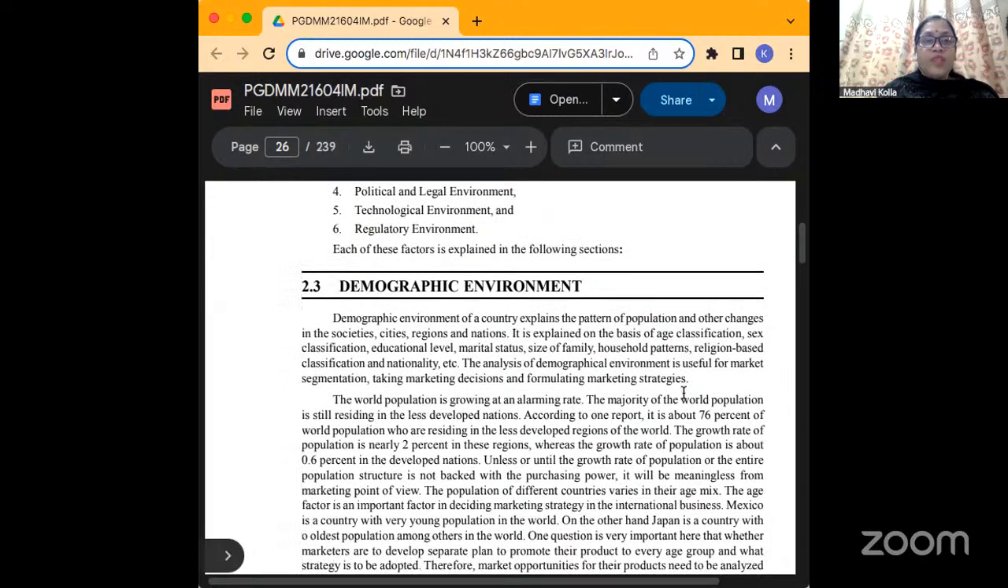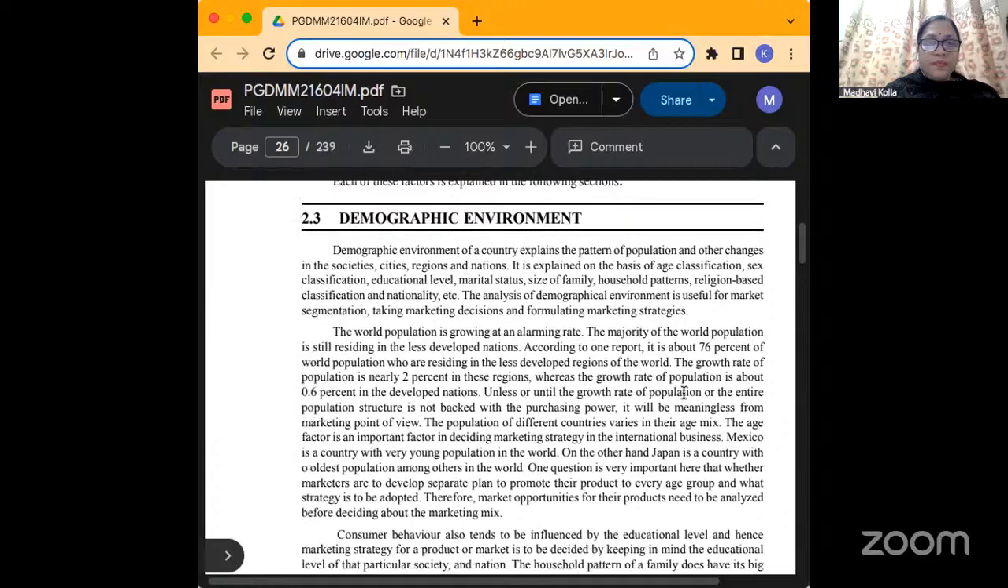So let us go first to the demographic environment. Demographic environment of a country explains the pattern of population and other changes in the society. It could be in terms of the cities, the regions, or even the nations itself. Like we were discussing yesterday, Asia Pacific or APAC could be a region, NATO could be a region, Africa could be a region, European bloc could be a region, right?